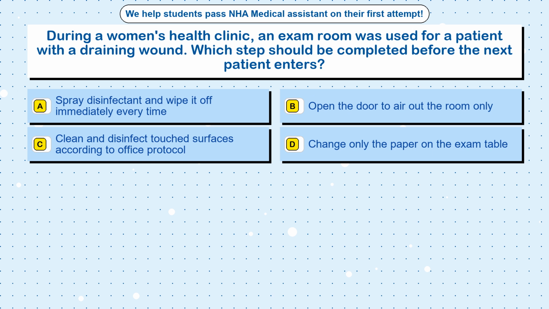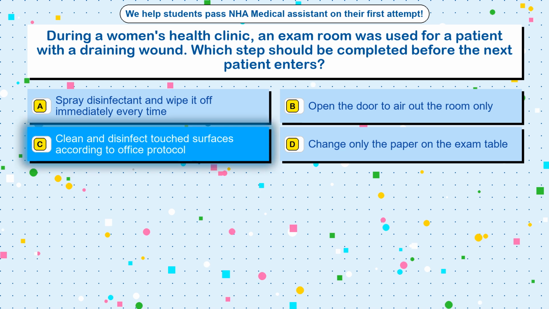Question 96. During a women's health clinic, an exam room was used for a patient with a draining wound. Which step should be completed before the next patient enters? Option A. Spray disinfectant and wipe it off immediately every time. Option B. Open the door to air out the room only. Option C. Clean and disinfect touched surfaces according to office protocol. Option D. Change only the paper on the exam table.